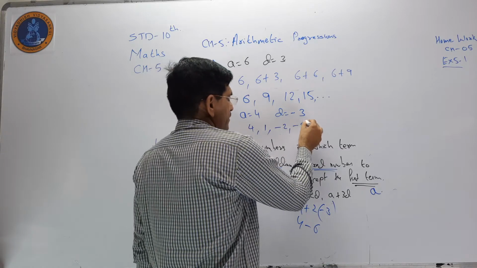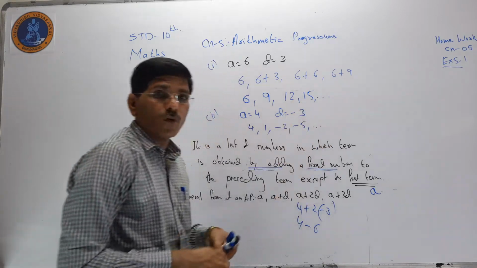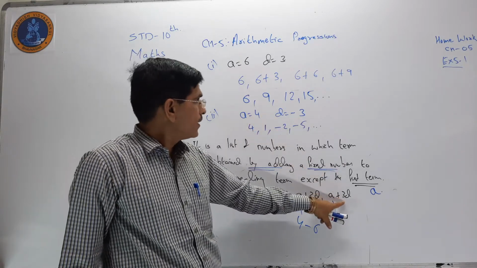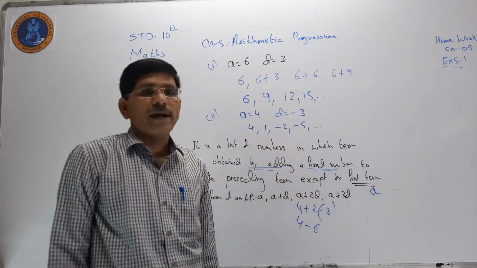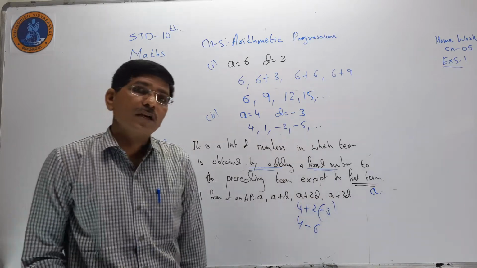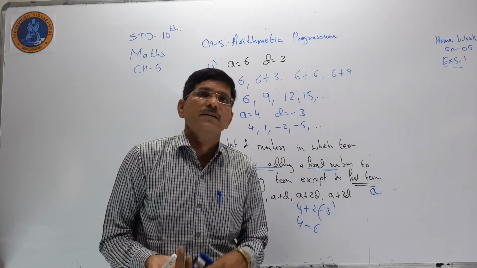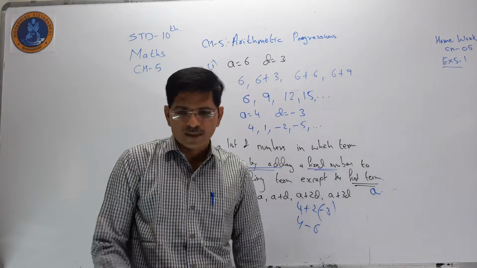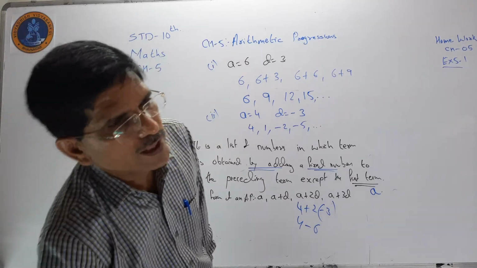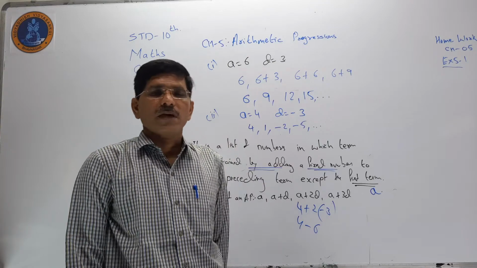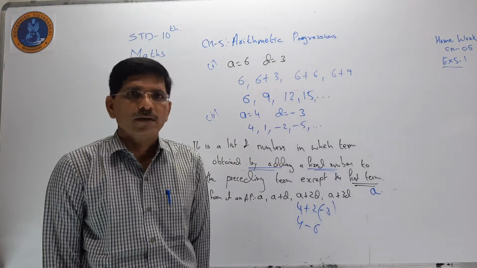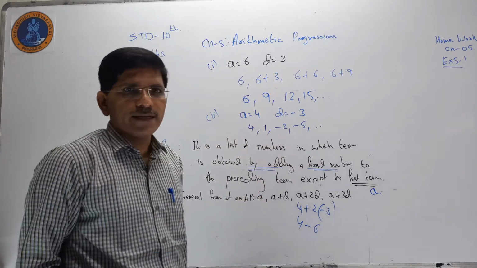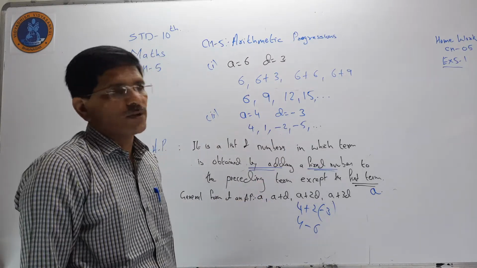What is the difference? 3. So minus 5. If you go to the fourth term, A plus 3D, A means 4, 3 times 3 is 9, 4 minus 9, that is minus 5. So what are we doing? Again addition, again subtraction, again multiplication.